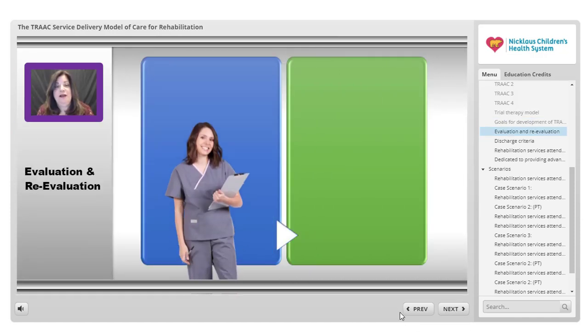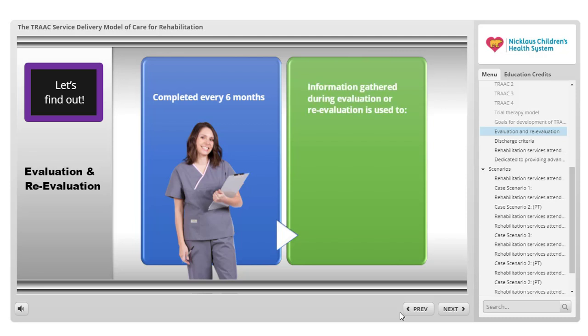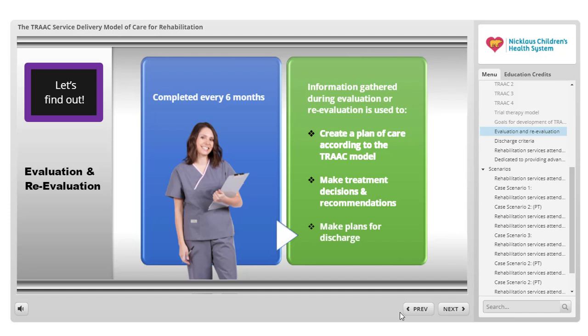When are evaluations and reevaluations performed? Evaluations are completed every 6 months. Information gathered during evaluation or reevaluation is used to create a plan of care according to the TRACC model, make treatment decisions and recommendations, and make plans for discharge.